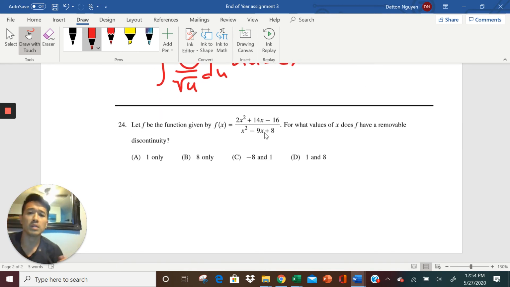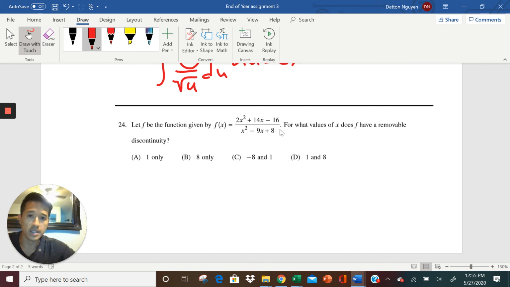24. Anytime you deal with a rational function and you're asked about removable discontinuity, rational functions need to be simplified. So I have two quadratics. Factor them apart. Notice each one of those coefficients, 2, 14, negative 16, is divisible by 2. So I can factor out a 2 and help to factor easier. Once I factor the top and the bottom, I can see what can be canceled out.